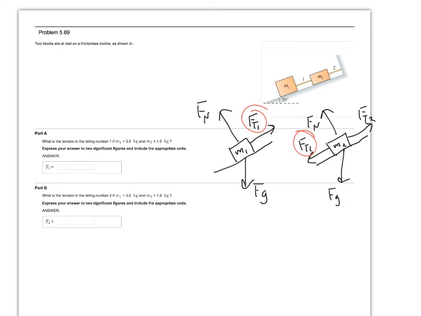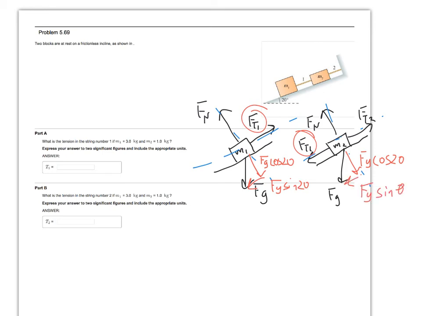In both cases, since we're dealing with an incline, we tilt our axis, and that means we need to do the components of our force of gravity. So my y component is going to be Fg cosine of 20 for both of them, and my x component is going to be Fg sine of 20.